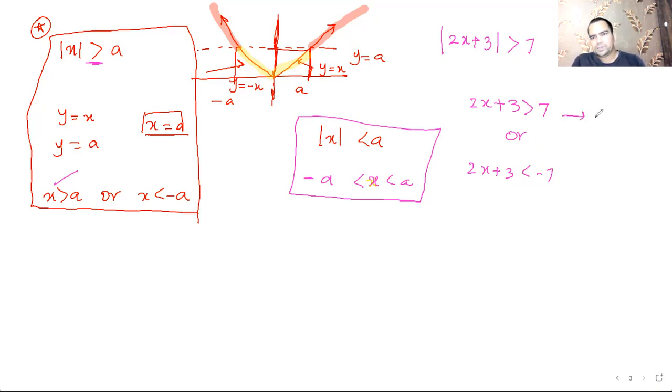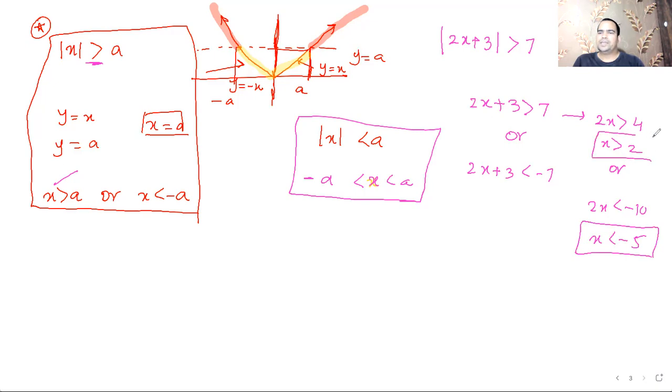When I solve this one, I get 2x is greater than 4, which gives x is greater than 2, or 2x is less than negative 10, which is x is less than negative 5. So these are the 2 answers: x greater than 2 or x less than negative 5.